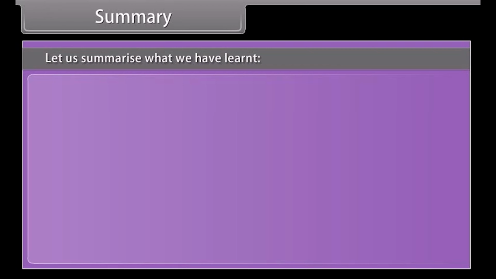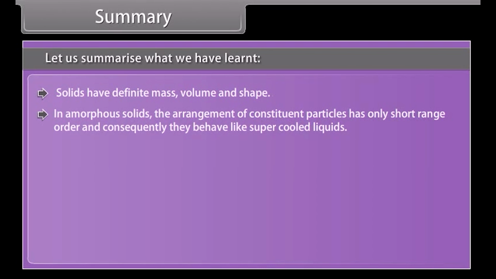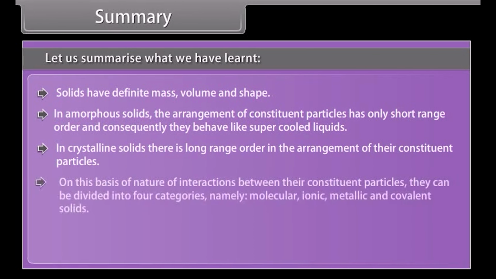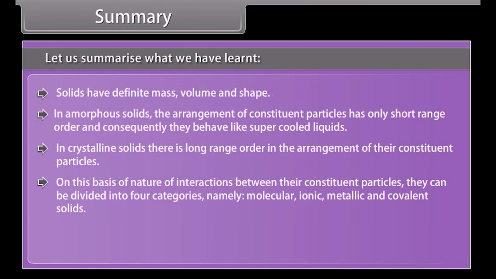Summary. Let us summarize what we have learned. Solids have definite mass, volume, and shape. In amorphous solids, the arrangement of constituent particles has only short range order, and consequently they behave like supercooled liquids. In crystalline solids, there is long range order in the arrangement of their constituent particles. On the basis of the nature of interactions between their constituent particles, they can be divided into 4 categories, namely molecular, ionic, metallic, and covalent solids.